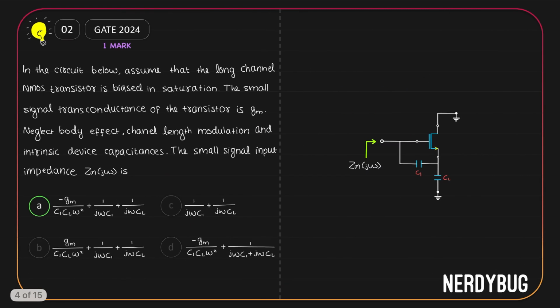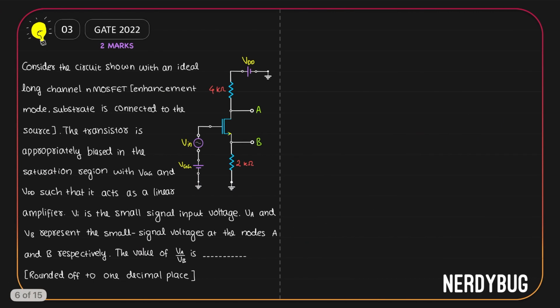Option A is correct. Let us see the next problem. The circuit shown has an ideal long channel nMOSFET. It is of enhancement mode. Substrate is connected to the source. All the basic things. The transistor is approximately biased in the saturation region with VGG and VDD such that it acts as a linear amplifier.